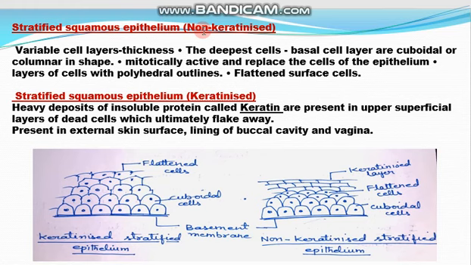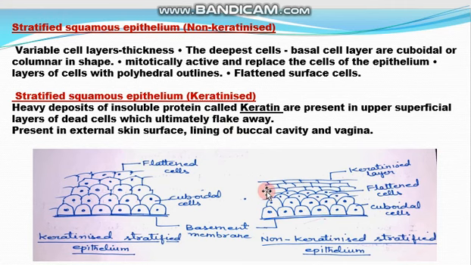epithelium. So it is of two types. It can be non-keratinized or it is keratinized. First of all, I will tell you about the stratified squamous epithelium, which is non-keratinized. And what do you mean by this? Variable cell layer thickness. The deepest cells, the basal cell layer, are cuboidal or columnar in shape. Mitotically, they are active and replace the cells of the epithelium. And layers of cells are with polyhedral outlines and they are flattened surface cells. So this is non-keratinized stratified epithelium.